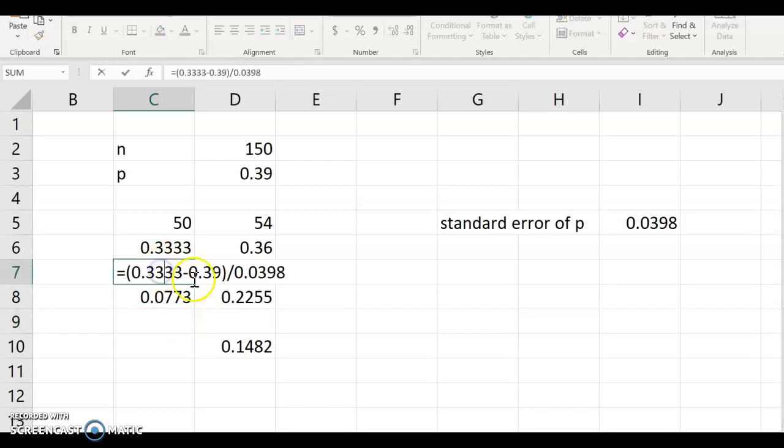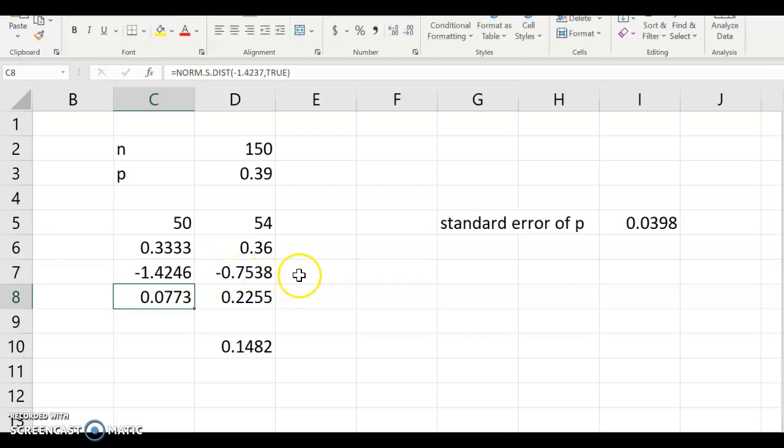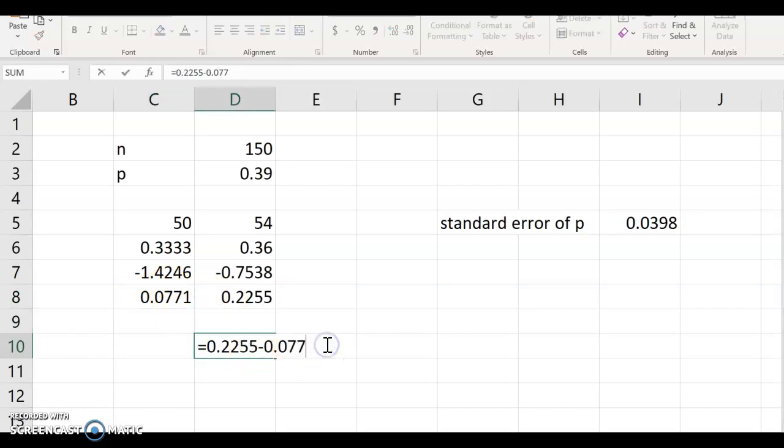Let me see what I did here. 0.333 minus 0.39 divided by 0.0398. Let's see if this changes it any. Okay, I don't think it's going to change it. Alright, let me keep going and see.